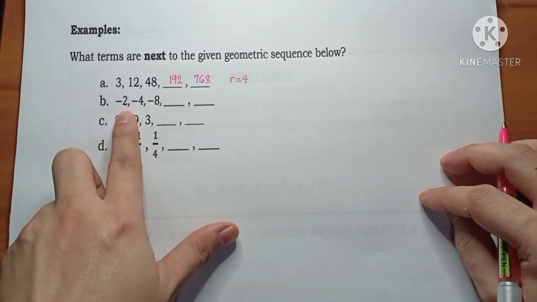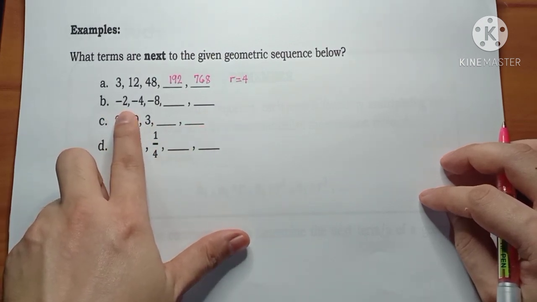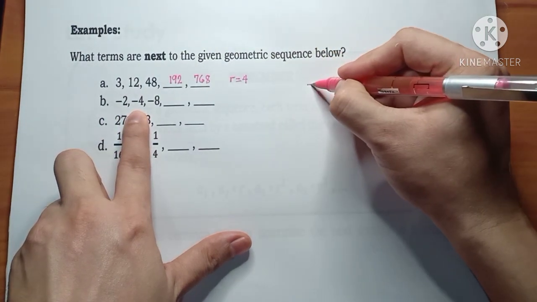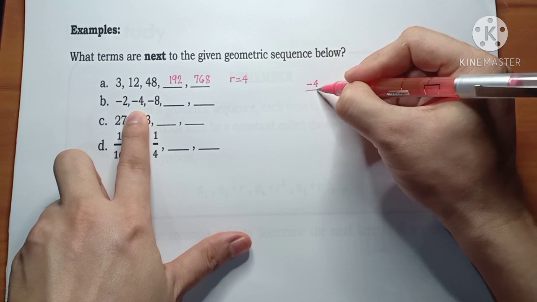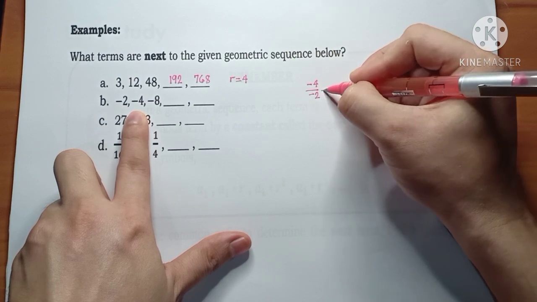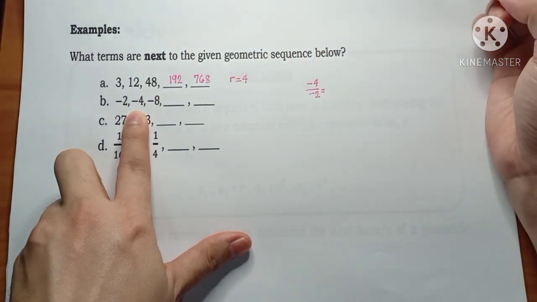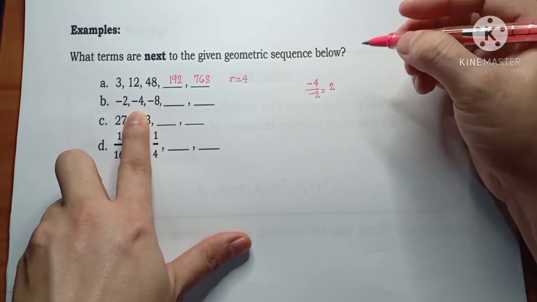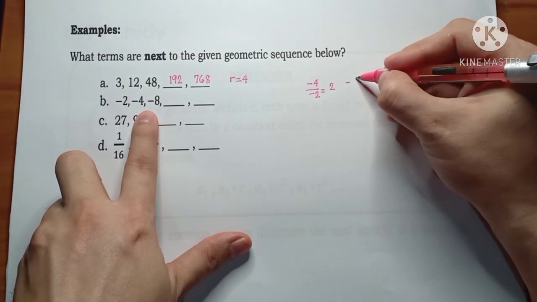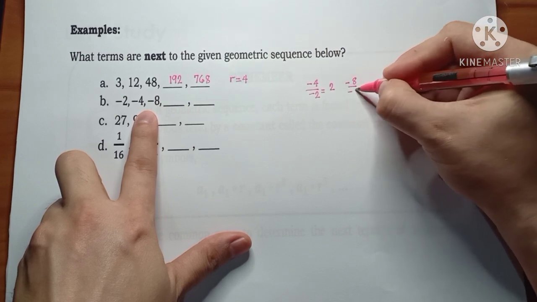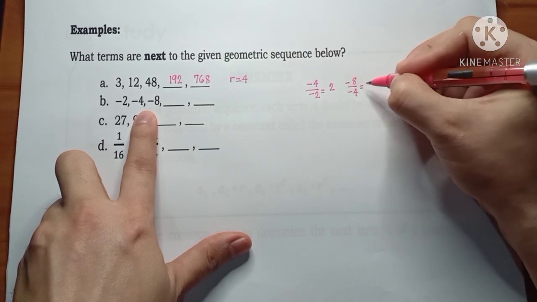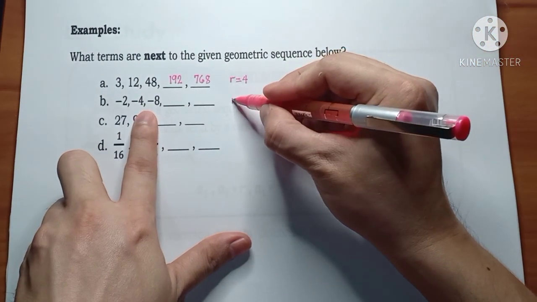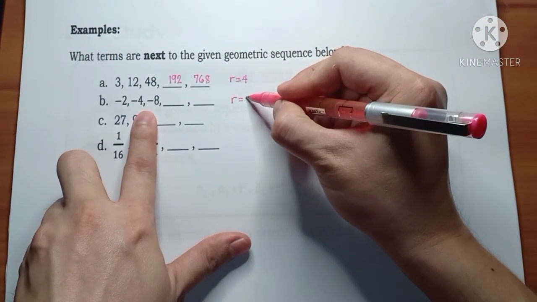How about letter B? So, alamin muna natin ang ating common ratio. So, negative 4 divide by negative 2. So, that is positive 2. How about negative 8 divide by negative 4? That is also positive 2. So, ang ating common ratio is positive 2.